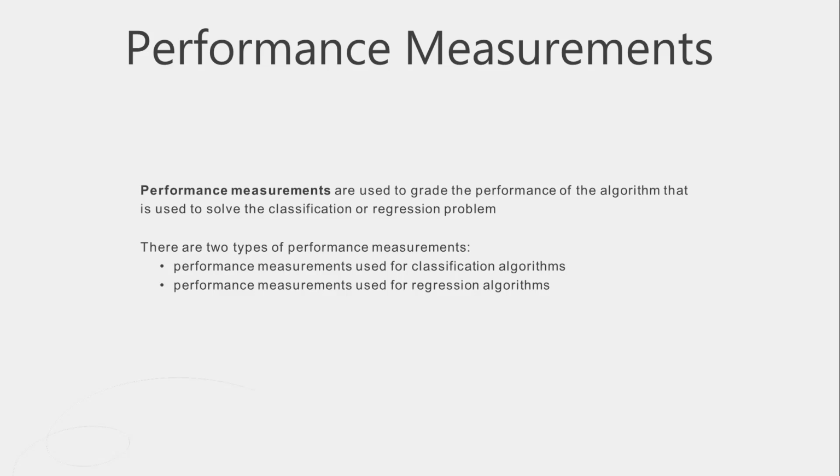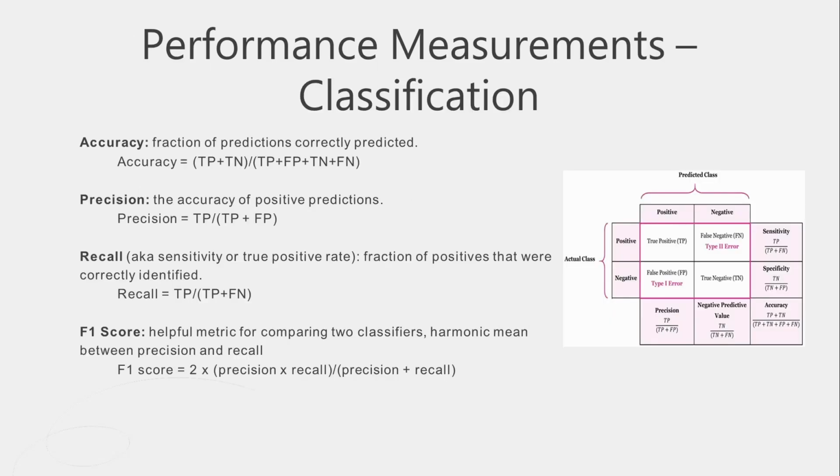Since we have classification problems and regression problems, there are also two types of performance measurements: performance measurements used for classification algorithms and performance measurements used for regression algorithms. So, when we are working on a classification problem and a model needs to be verified, the performance measurements used to evaluate the model are accuracy, precision, recall, and F1 score.